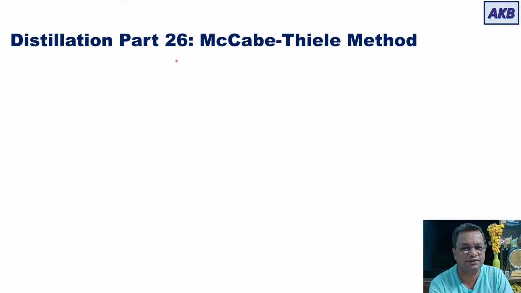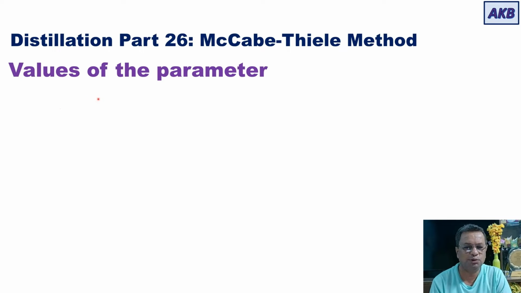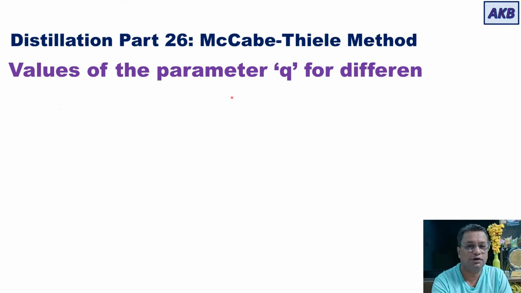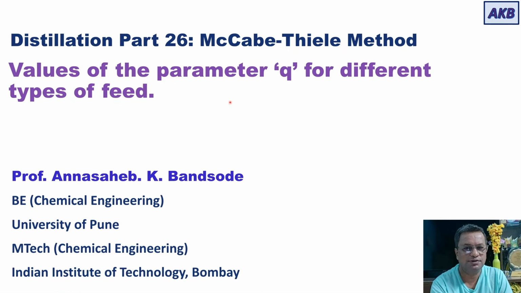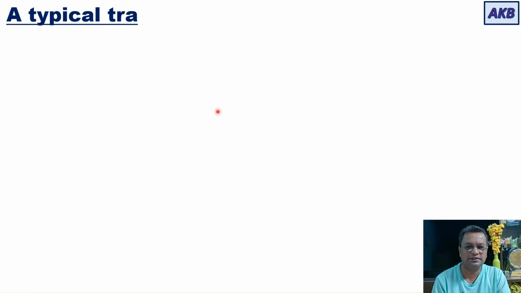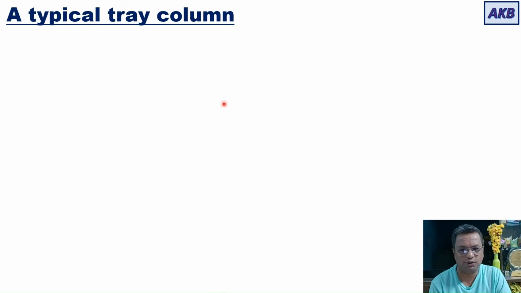Today I'll continue my discussion on distillation. This will be the 26th part of that discussion. And under the McCabe method, today I'll be talking about values of the parameter q for different types of feed to a typical tray column. First, let us understand the working of a typical tray column.